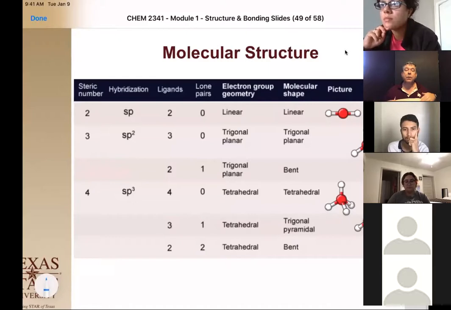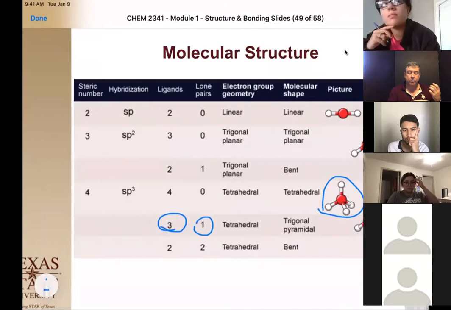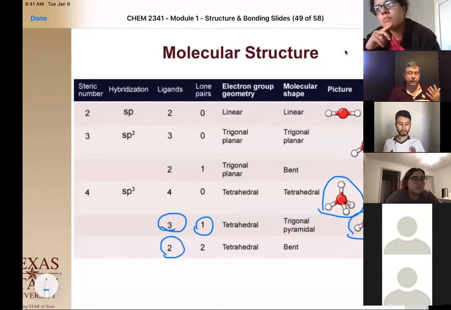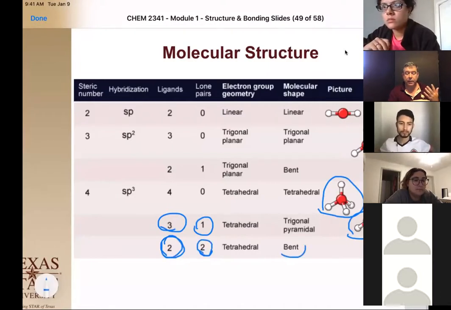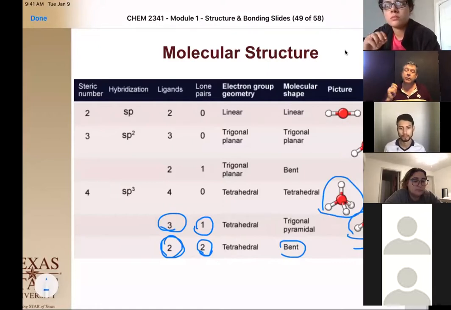So when we go to the sp3, we have 4 equivalent areas. If you have 4 things bonded to it, it takes on the tetrahedral geometric structure. If we have 3 things bonded to it and 1 lone pair, we get trigonal pyramidal, like nitrogen-containing compounds. And if we have 2 atoms bonded to it and 2 lone pairs, we end up with bent, which means oxygen is also sp3 hybridized in water. 2 of those orbitals are taken up by lone pairs. 2 of those are taken up by bonds to hydrogen.